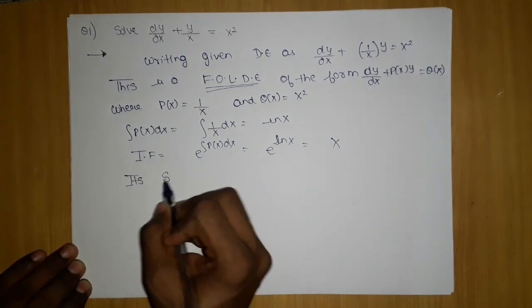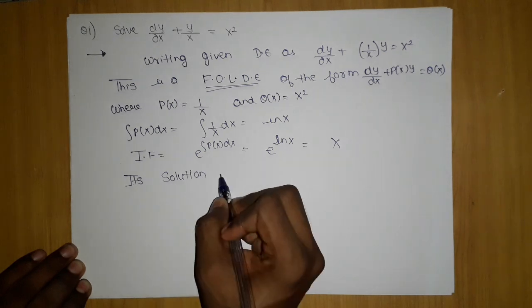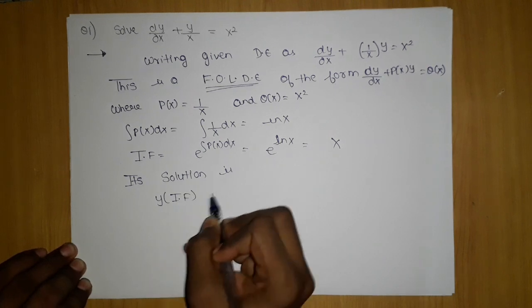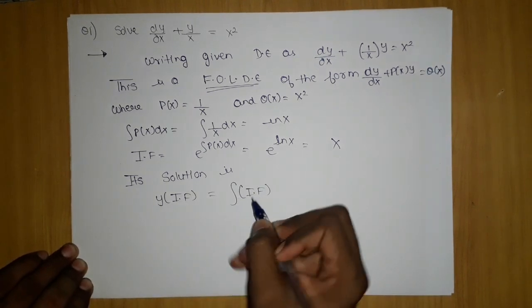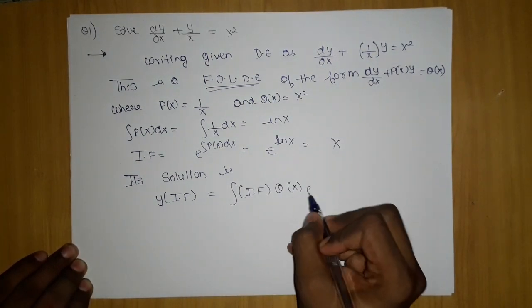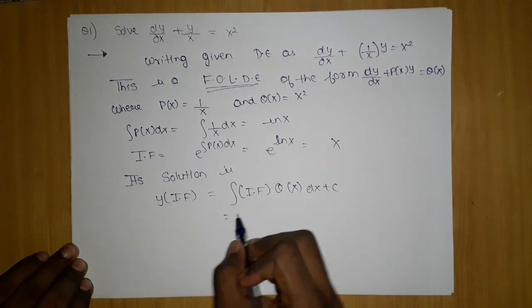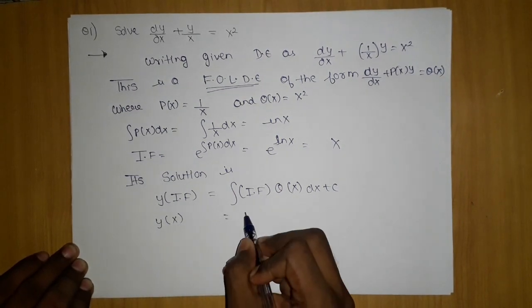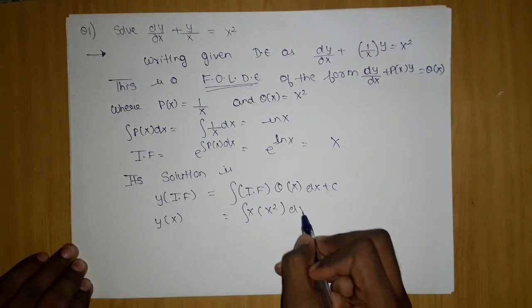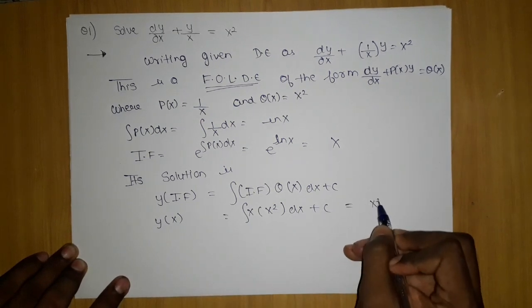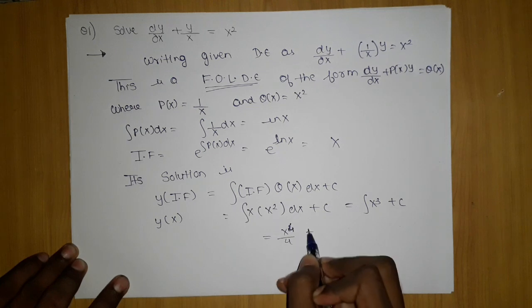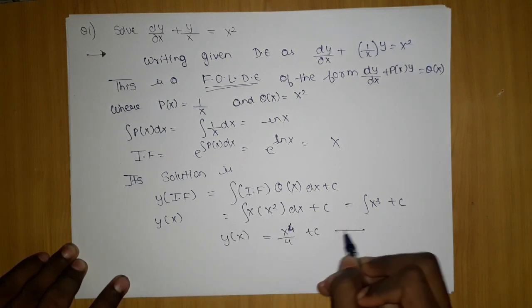So its solution is given by what? Dependent variable into integrating factor equals integral of integrating factor into whatever is on the right side, q of x, which is an independent function only, into dx plus c. So you will say it is nothing but y into x equals integral of x into x square dx plus constant. If you see, it is integral of x cube plus c, which is further x raised to 4 by 4 plus c. That is y into x. This is our answer.